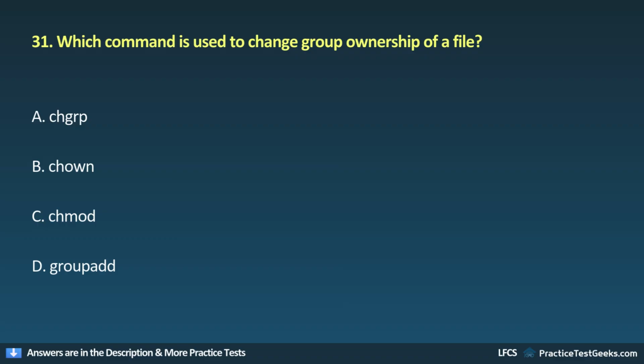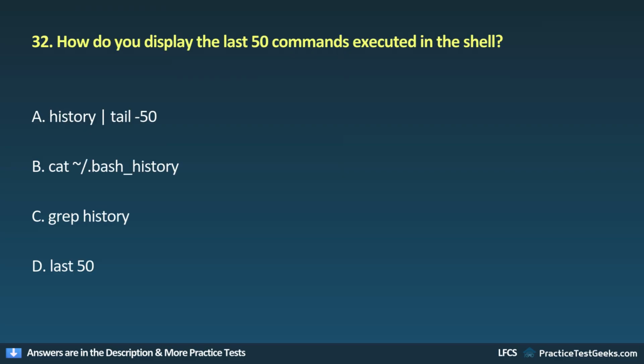A. chgrp. B. chown. C. chmod. D. groupadd. 32. How do you display the last 50 commands executed in the shell?